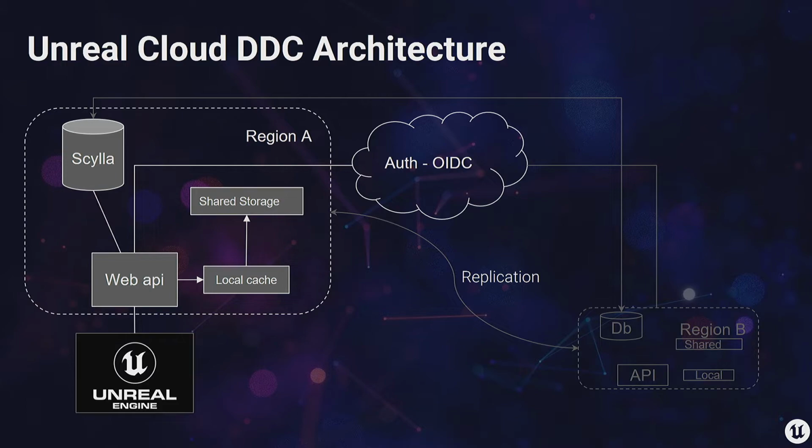So let's have a look at the architecture here. You can see the Unreal Engine there on the bottom left. That's like the editor or the cooker, something like that, that connects to the DDC. It will connect using HTTPS to our web API, so that's the source code. That is the Unreal Cloud DDC. And that has a few components that it needs. First off, it needs a database to store the reference mapping, essentially. So it stores a really small payload that is essentially information about what else exists.